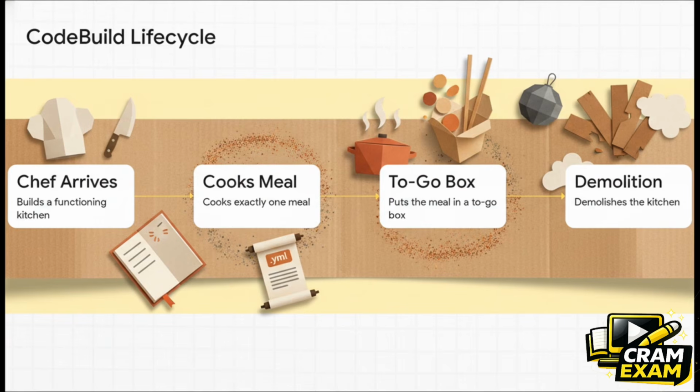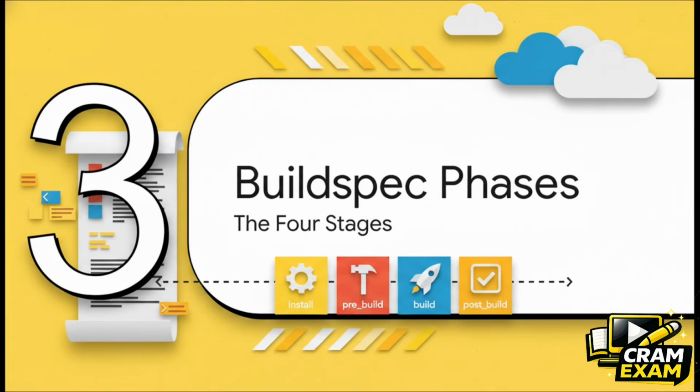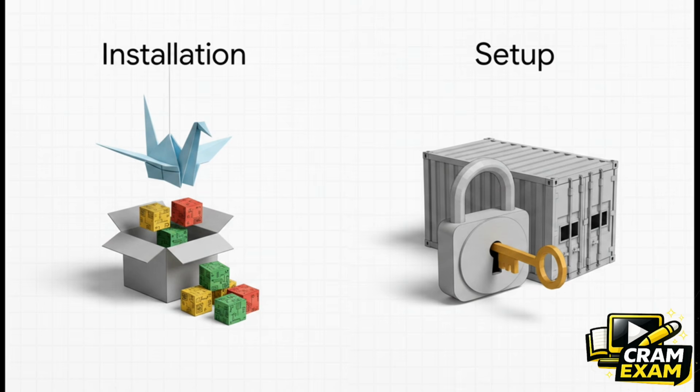But wait, how does the chef actually know what to cook? Well, that recipe is a file called the buildspec.yaml. Section 3. The 4 buildspec phases. This YAML file tells the temporary container exactly what commands to run, and it's strictly divided into 4 distinct phases.